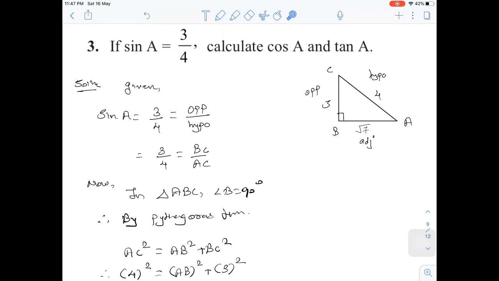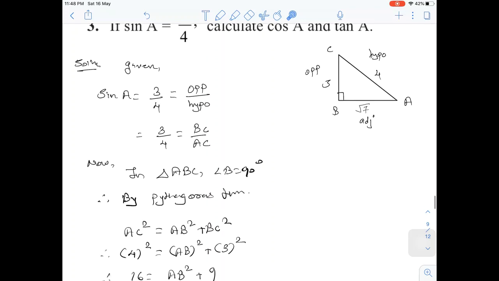Now we have the values of all three sides, that is BC, AB and AC. Now from this, can you calculate the values of cos A and tan A? I think now it is easy for you to calculate. So that one is homework for you people. Thank you very much.